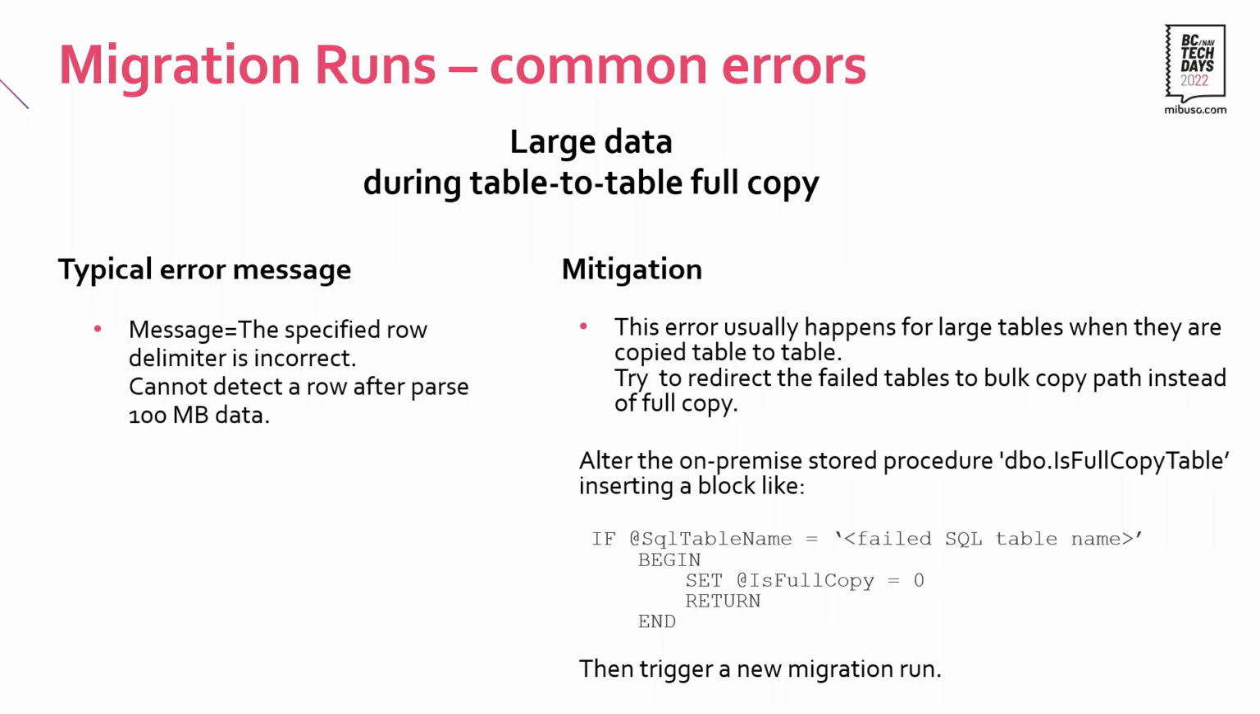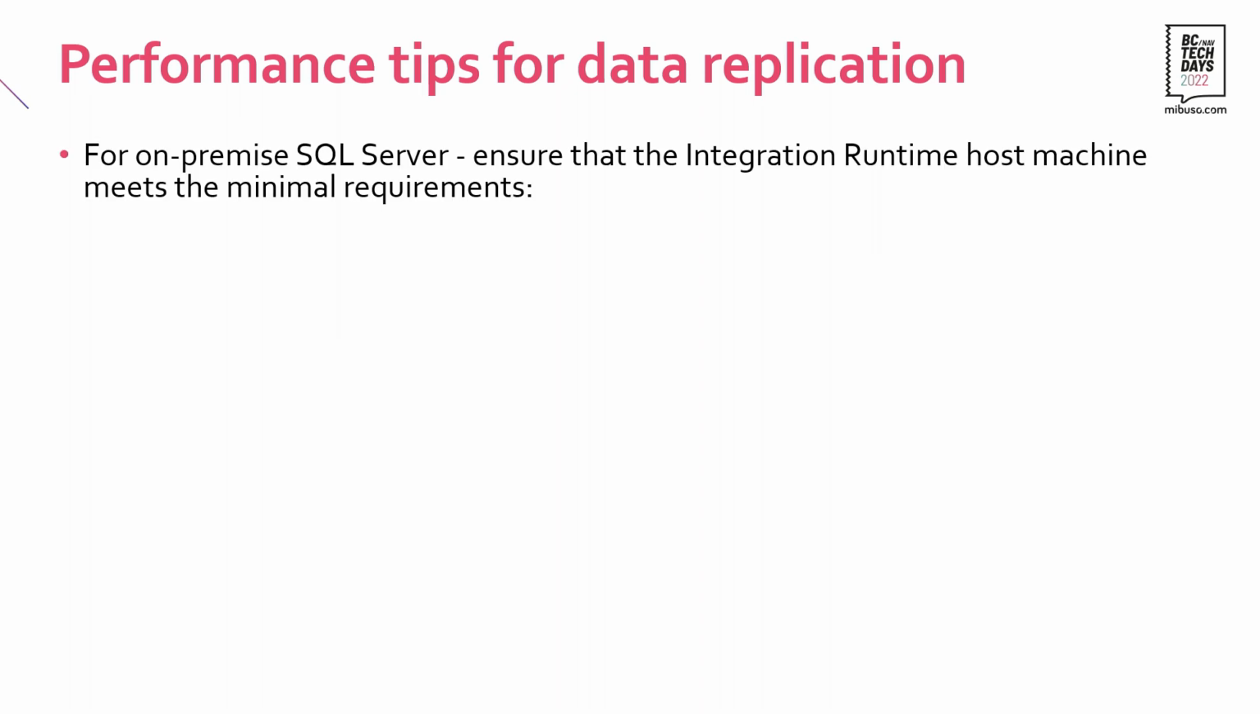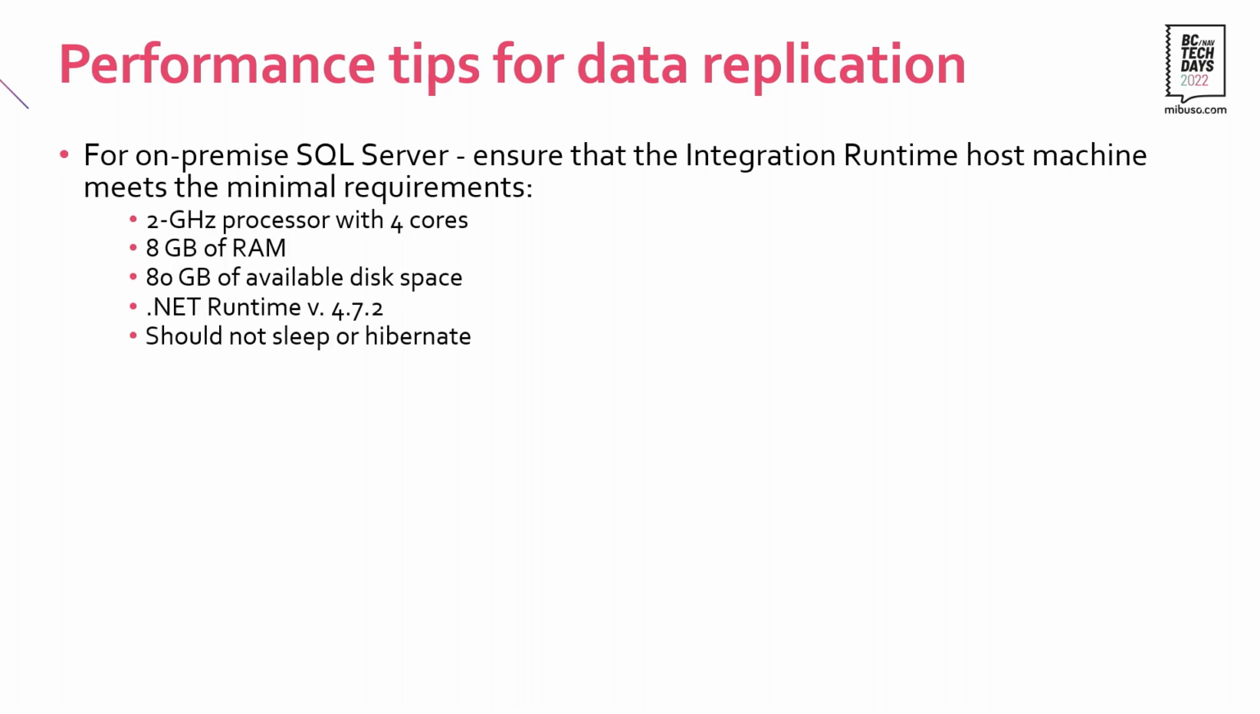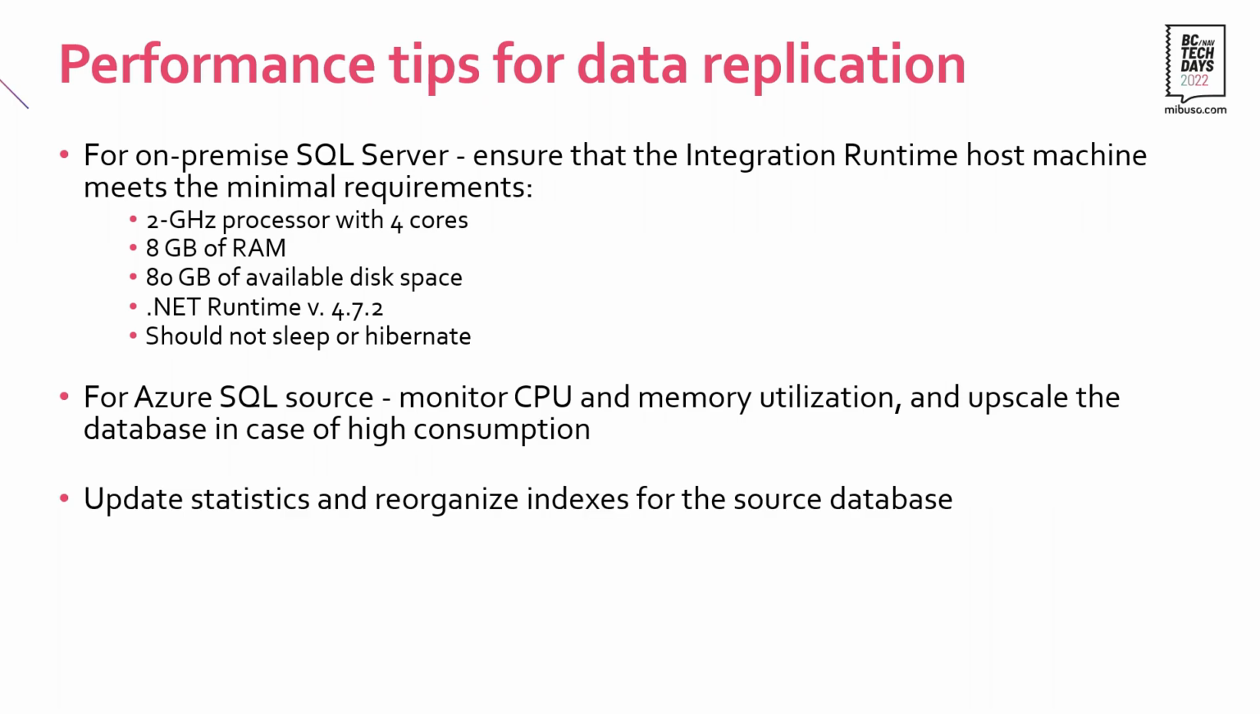Right, so next, some performance tips, some of which we already talked about. For your on-premise infrastructure, the most important is the machine with the integration runtime. They have specified their own system requirements that we have to honor. If your source is Azure SQL, then you can monitor the CPU and memory utilization in the Azure portal, and you should upscale your database if you see high consumption during the cloud migration process.